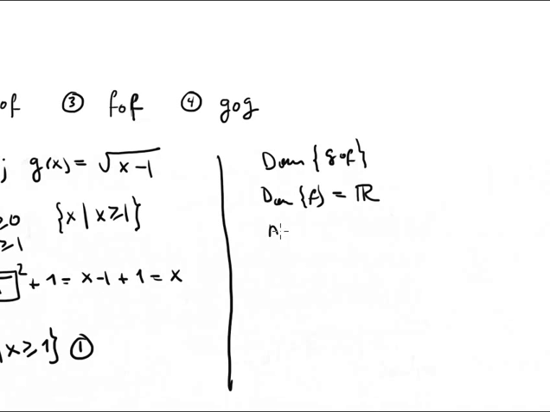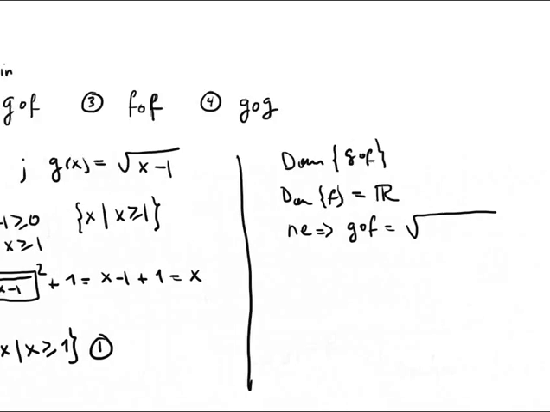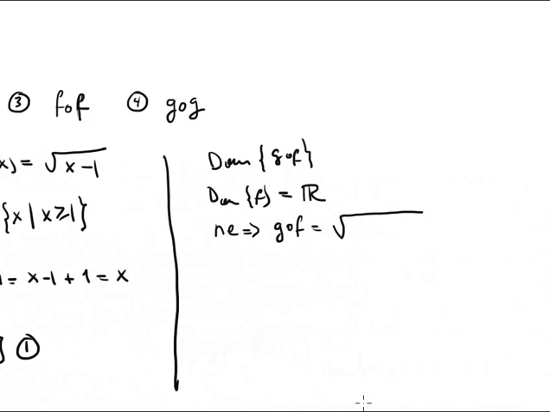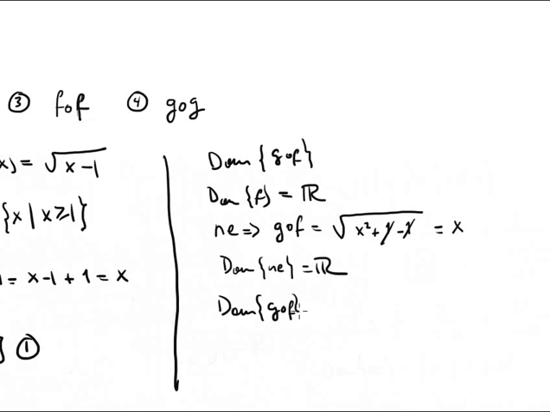A new expression. New expression G composition F, as you put F inside G. Like a square root, instead of x it is x squared plus 1, so x squared plus 1 minus 1. Cancel out positive 1 and negative 1, and the square root of x to the second power is just x. Now the domain of the new expression again is all real numbers. Then the domain of G composition F is all real numbers for option 2.